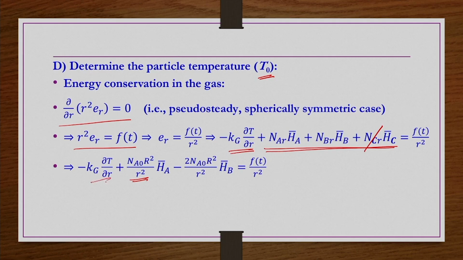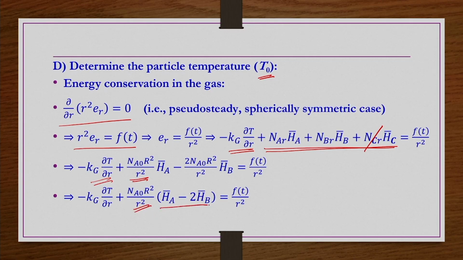Q naught is simply minus Kg dou T by dou R. So, this equation further we can write by taking Na naught capital R square by small r square as common. So, the remaining terms are these two. This equation, what we do? We divide both sides by minus Kg.